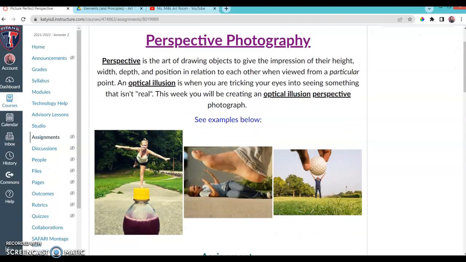So, perspective photography. Perspective is the art of drawing objects to give the impression of their height, width, depth, and position in relation to each other when viewed from a particular point. An optical illusion is when you are tricking your eyes into seeing something that isn't real. This week you will be creating an optical illusion perspective photograph.